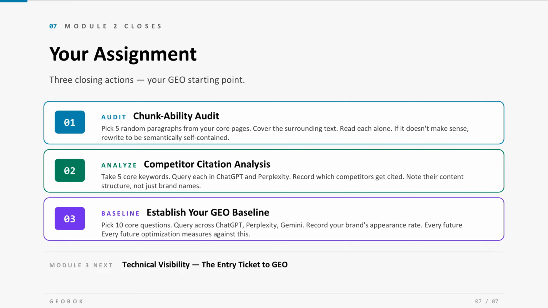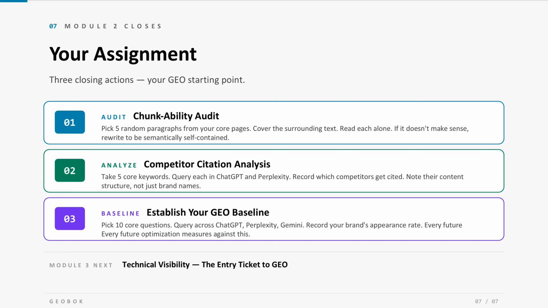3. Establish your baseline. Pick 10 core questions. Query each across ChatGPT, Perplexity, Gemini. Record the percentage of times your brand appears. This is your GEO starting point. Every future optimization measures against it.